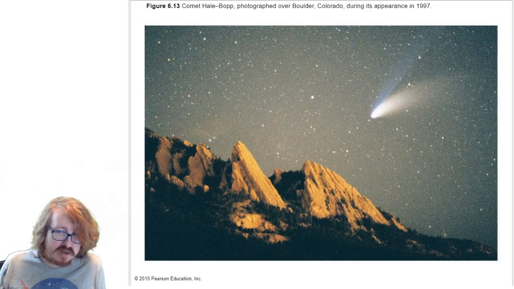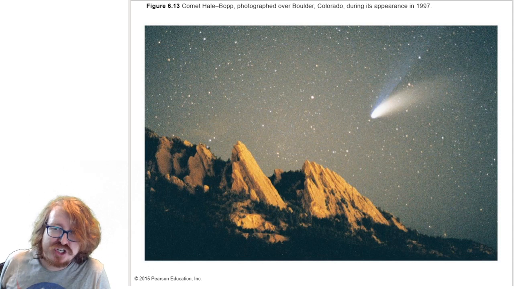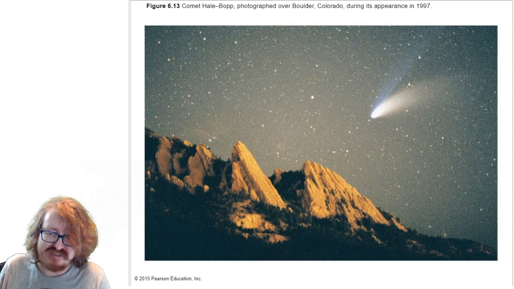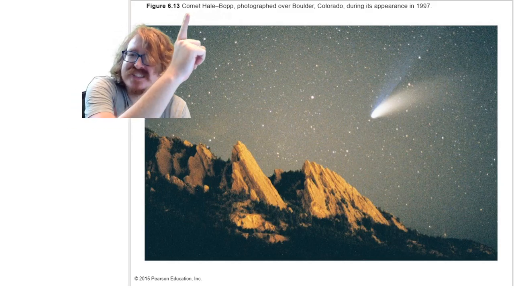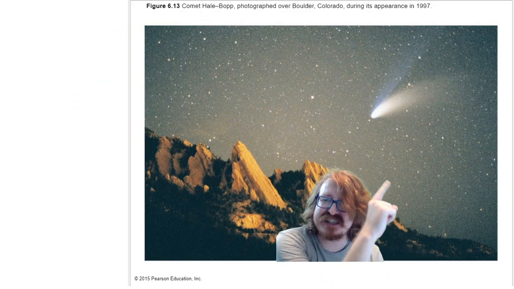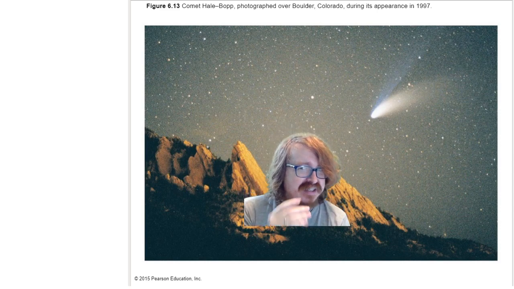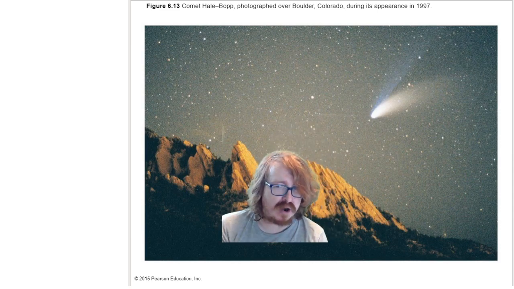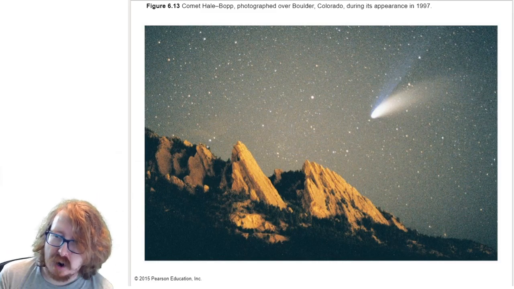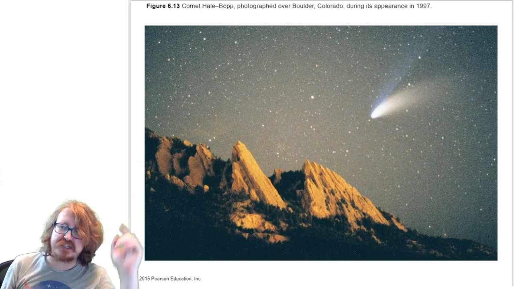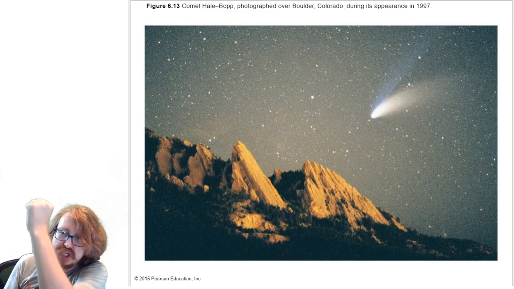Close. Meteors are a little bit different. Shooting stars are also a little bit different. This is a comet. C-O-M-E-T. This is called a comet, which is a different thing than a shooting star. Okay? Some of you may have seen a shooting star zipping across the sky, like making a streak.